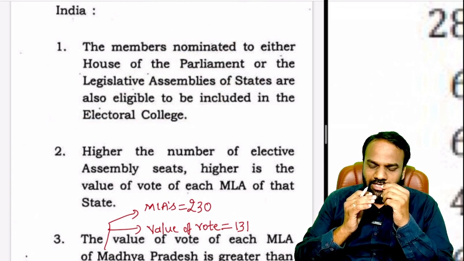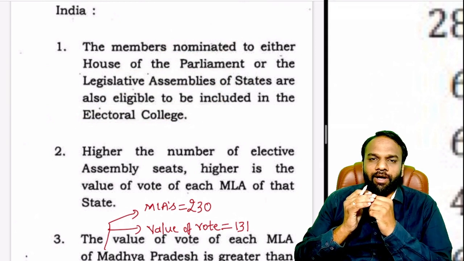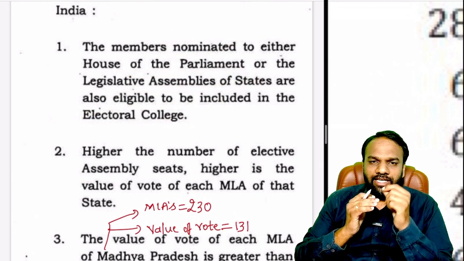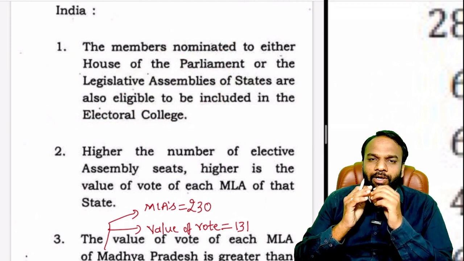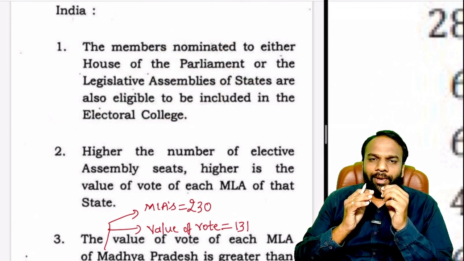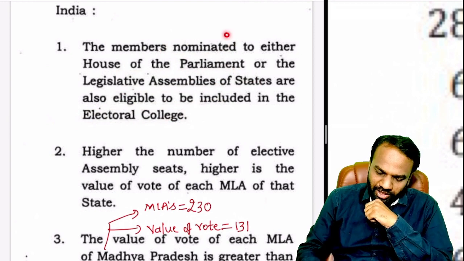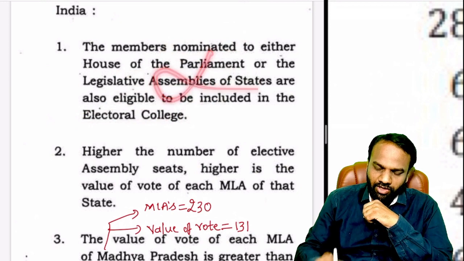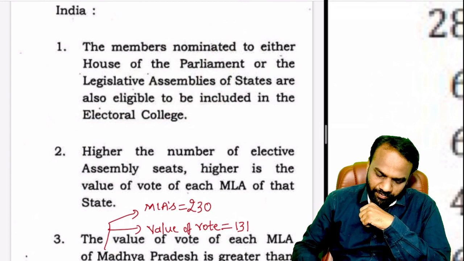Those who are eligible to vote in the election of the president are elected members of Lok Sabha, elected members of Rajya Sabha, elected members of Legislative Assemblies of States, and elected members of the Legislative Assemblies of the Union Territories of Delhi and Puducherry. But nowhere can nominated members participate in the election of the president. Here they have mentioned that nominated members participate. Hence, option number 1 is wrong, because nominated members cannot participate in the election of the president.